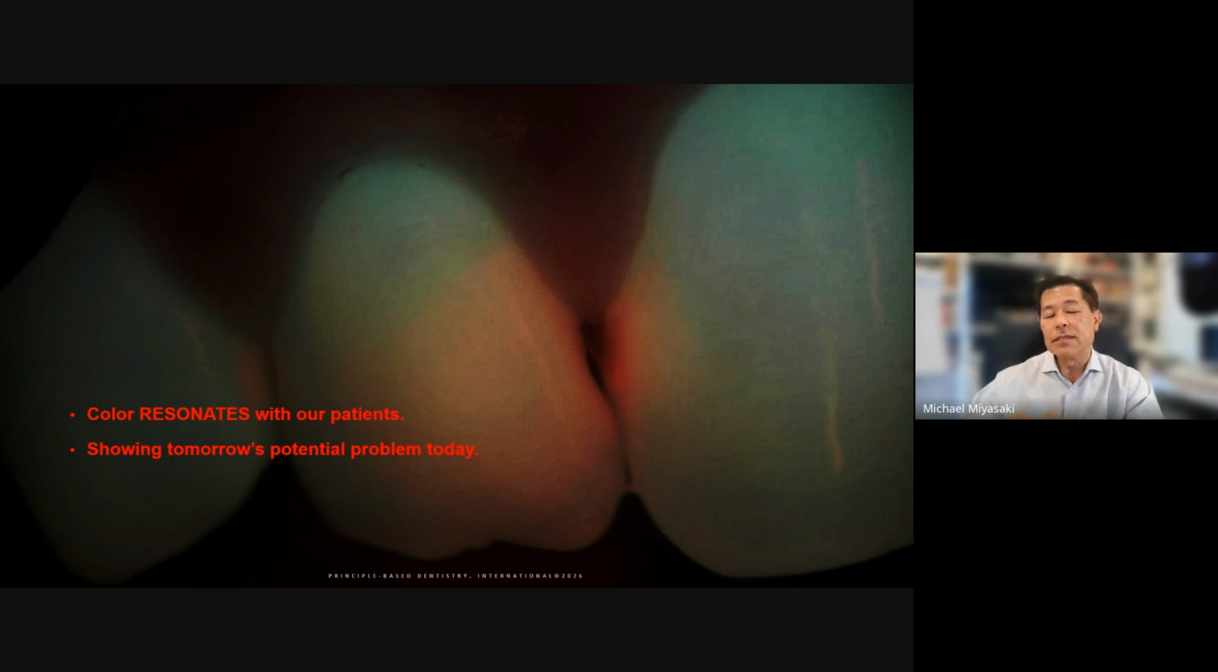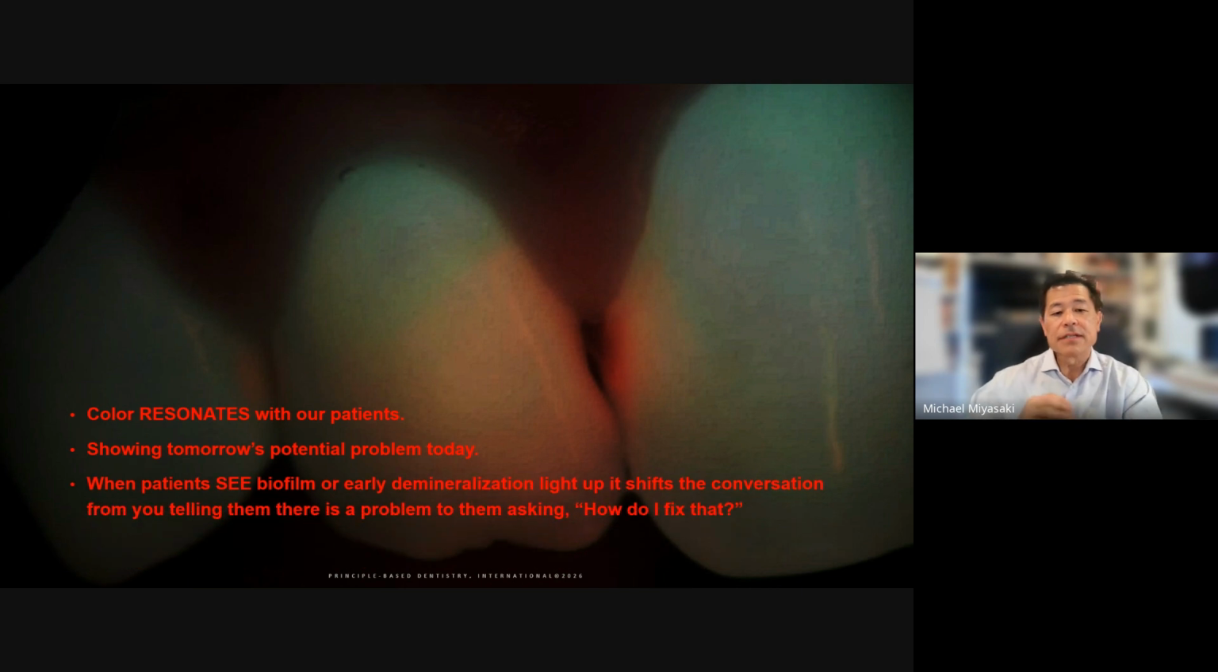Or if we started to see some demineralization before, when it was incipient, not cavitated, maybe we could have done some kind of remineralization procedure to try to save this. But now what happens is when the patient sees that tooth glow with that much red, we don't have to convince them anymore, because now they know red is bad, and most of that tooth is glowing red. And so now they ask us, okay, how do we fix that?